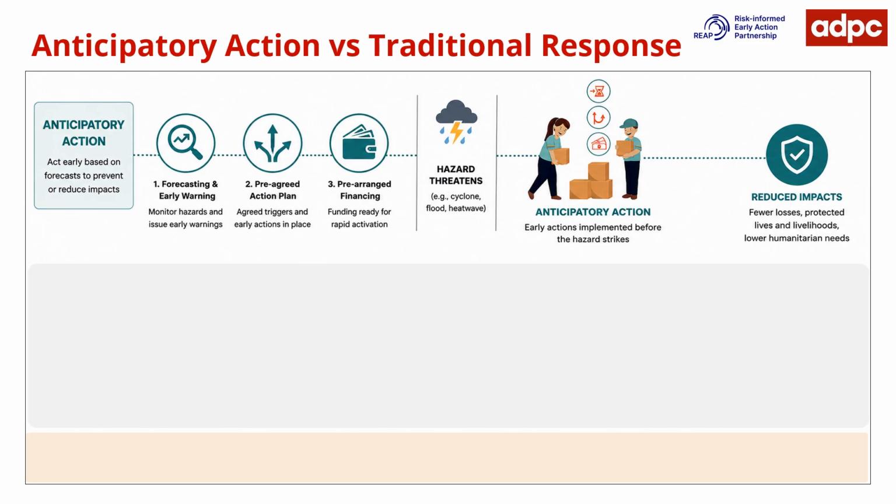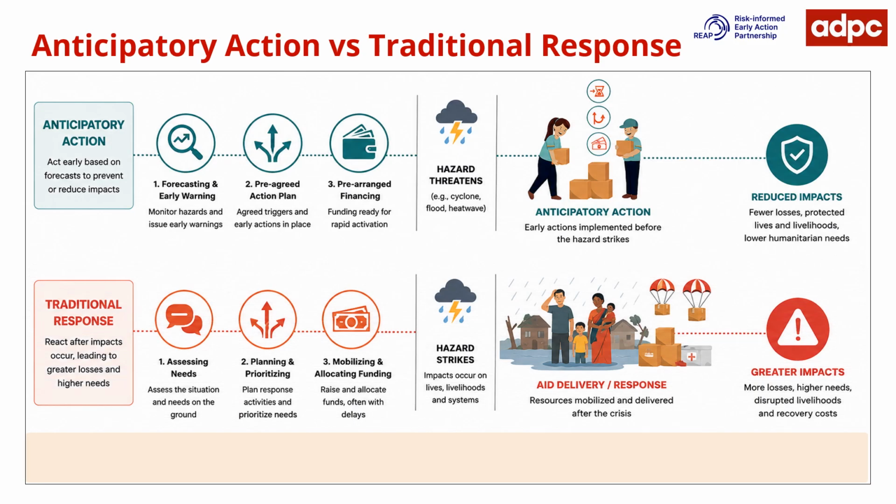When the hazard threatens, a cyclone, flood, or heat wave, for example, anticipatory action is implemented before the hazard strikes, leading to reduced impacts, fewer losses, protected lives and livelihoods, and lower humanitarian needs. Traditional response, by contrast, reacts after impacts occur, leading to greater losses and higher needs.